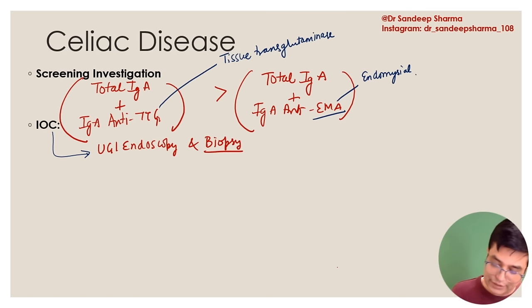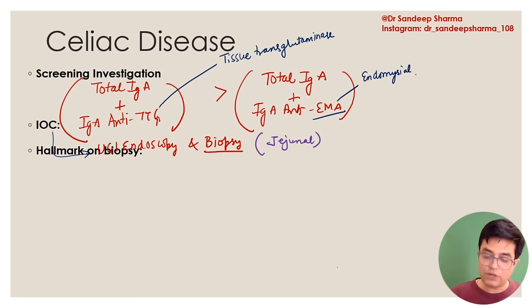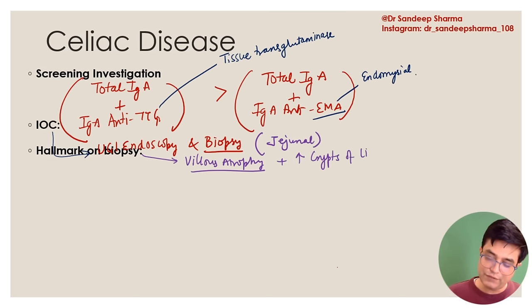They can ask this in the exam. Biopsy is usually taken from the jejunum. So jejunal biopsy is taken in these patients. What will be the hallmark on biopsy? You will find villus atrophy, the villi will be atrophied, along with an increase in the crypts of Lieberkühn. There will be inflammation in the intestine, because inflammatory damage is happening. So there will be lymphocytes, along with villus atrophy and increased crypts of Lieberkühn.